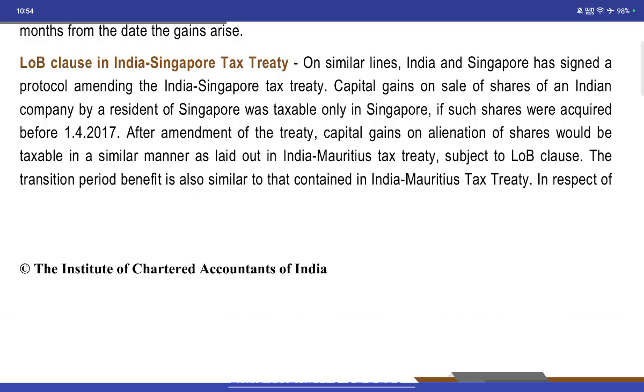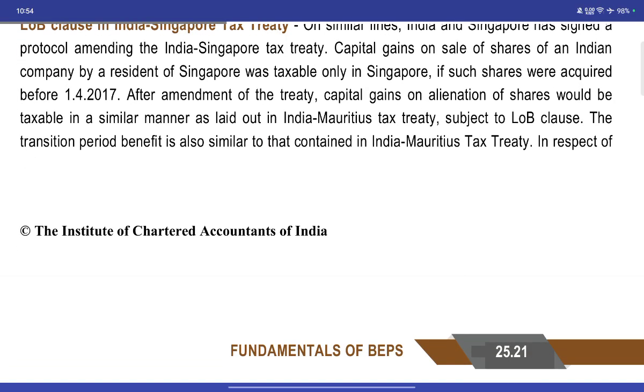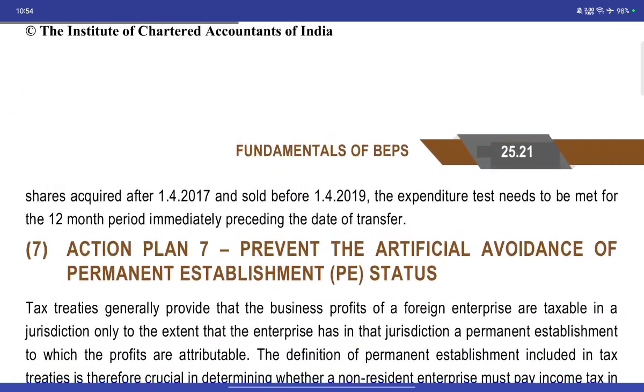The transition period benefit is also similar to that contained in the India-Mauritius tax treaty, in respect of shares acquired before 1st April 2017 and sold after 1st April 2019.